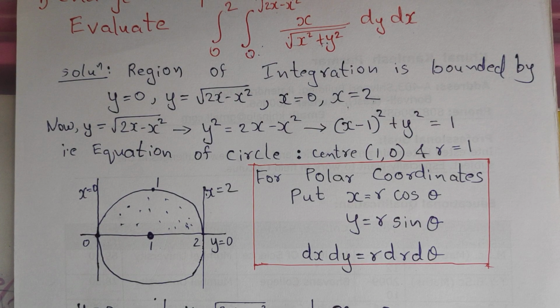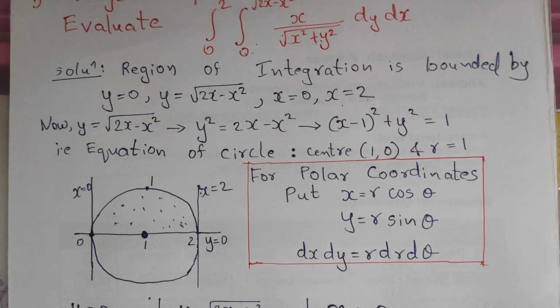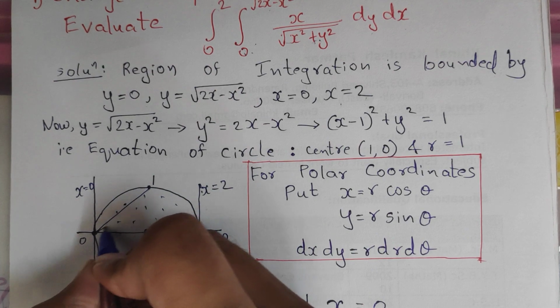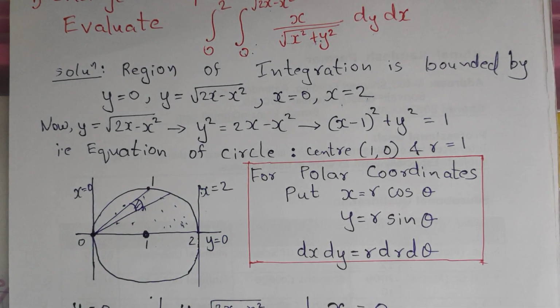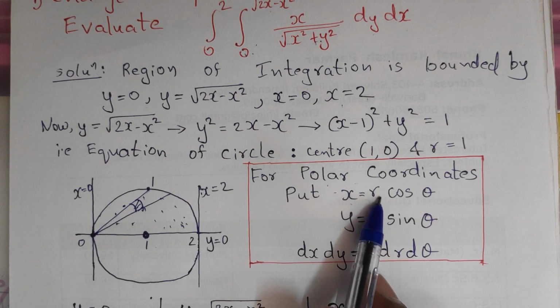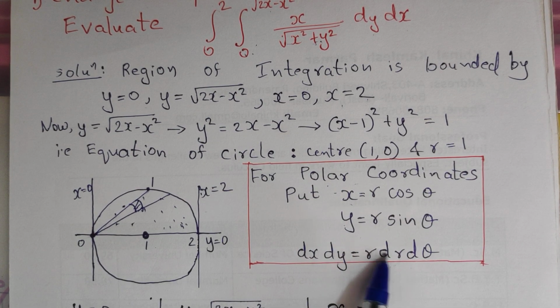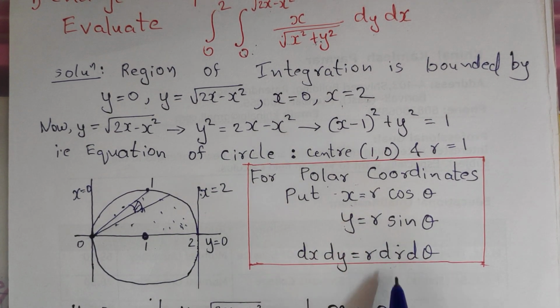Now here we are changing to polar coordinates. So instead of considering a strip in the region, we consider a radial strip, because we are changing to polar coordinates. When we change to polar coordinates, we put x as r cos theta, y as r sin theta, and dx dy will become r dr d theta. So now instead of finding limits of x and y, we'll need limits of r and theta.